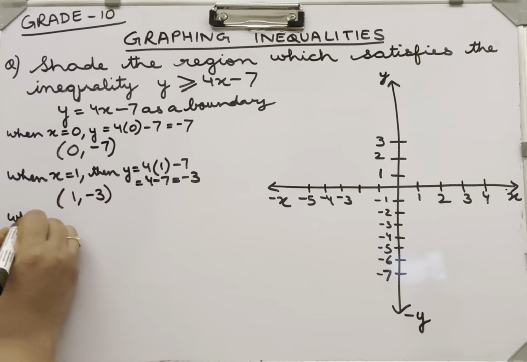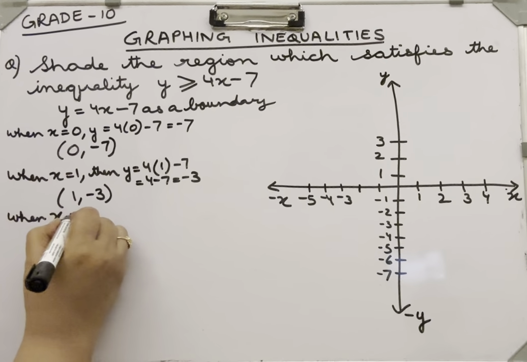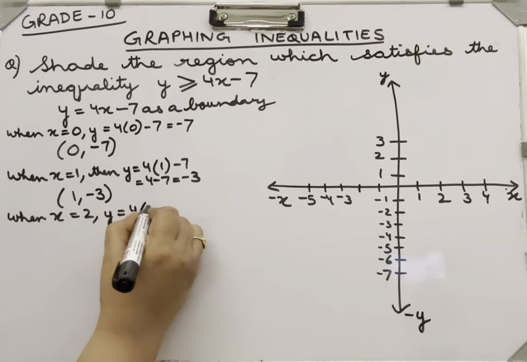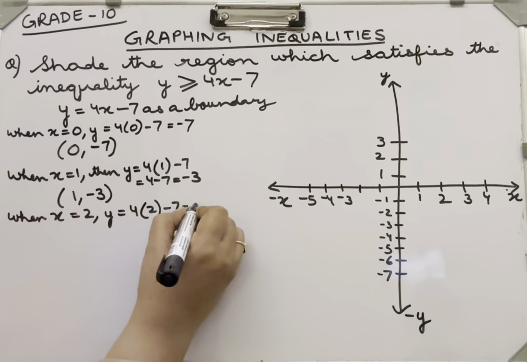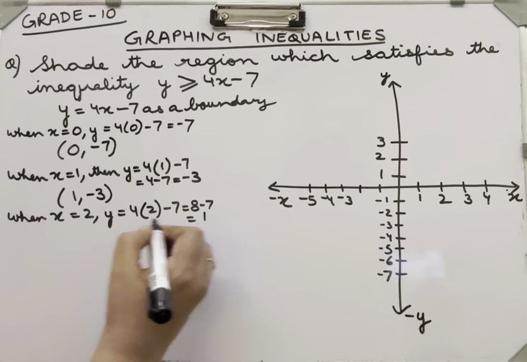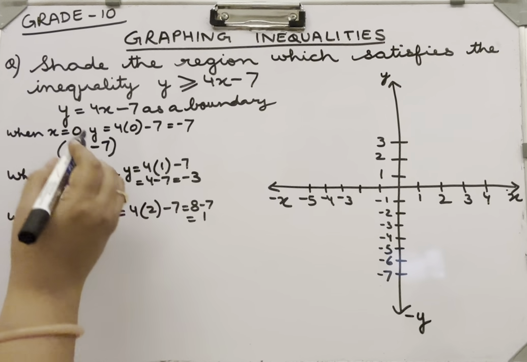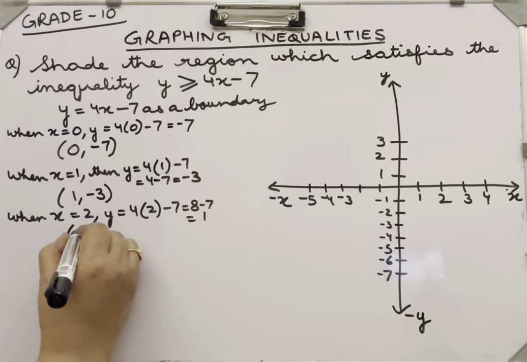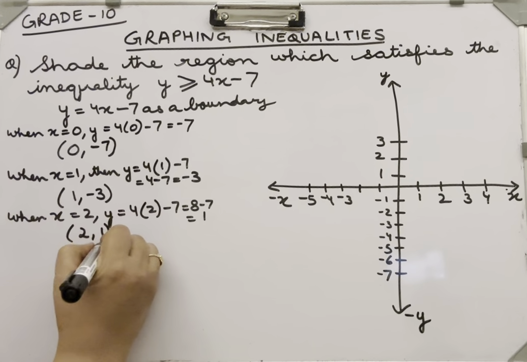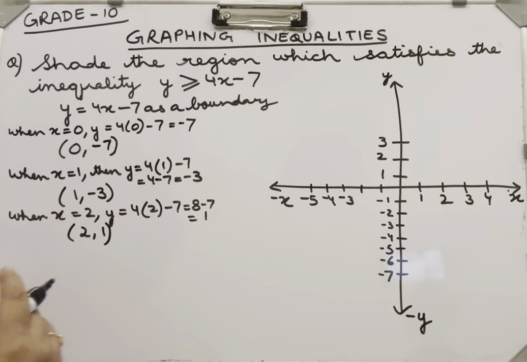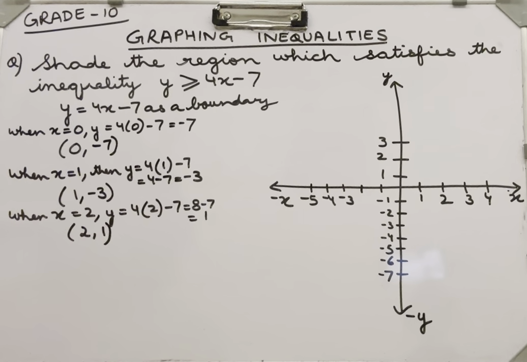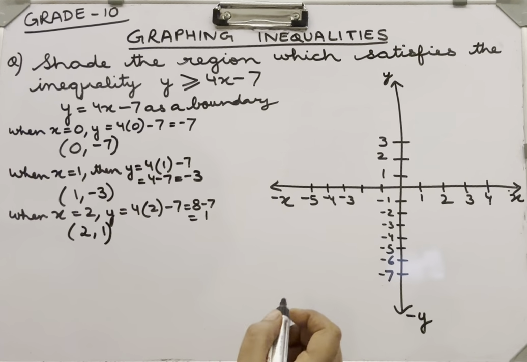Next, when x is equal to 2, then y will be 4 multiplied by 2 minus 7, which is 8 minus 7, which is 1. So the coordinates satisfying this equation y equals 4x minus 7 are 2 and 1. Now the points will be plotted on this graph, and let's see how we are able to draw the line passing through these points.